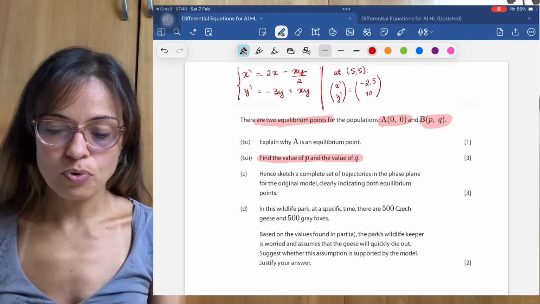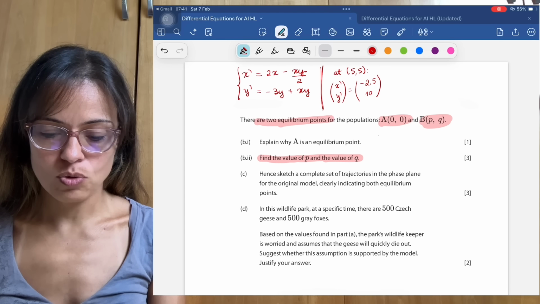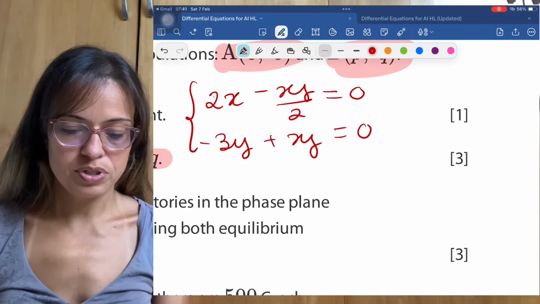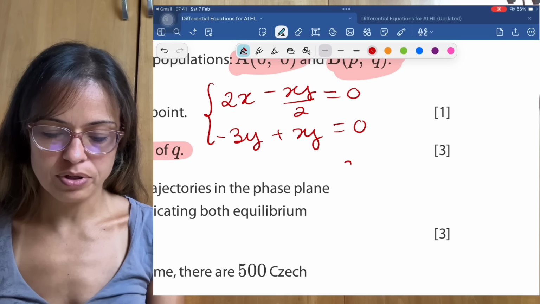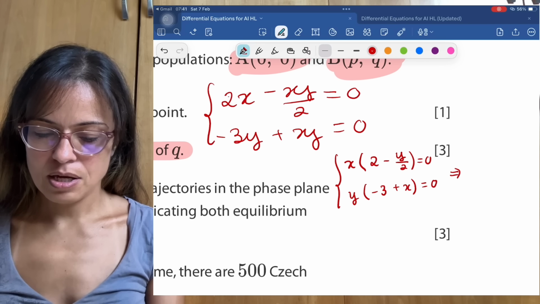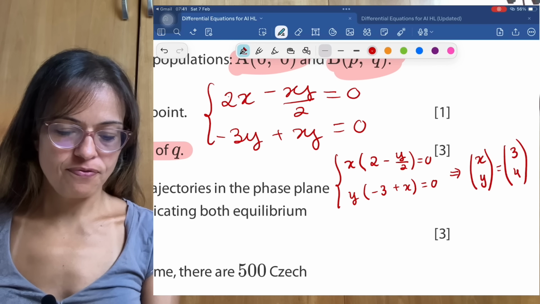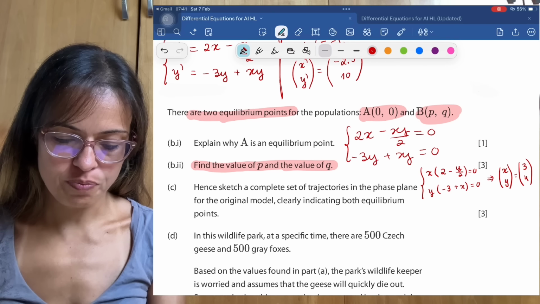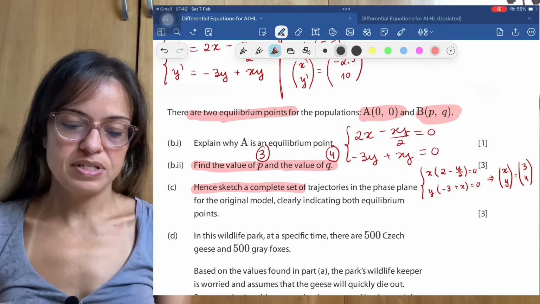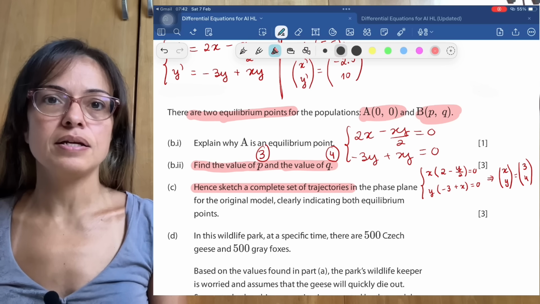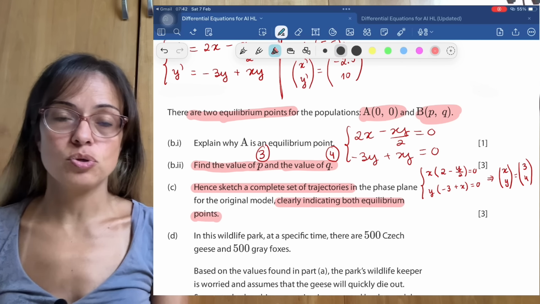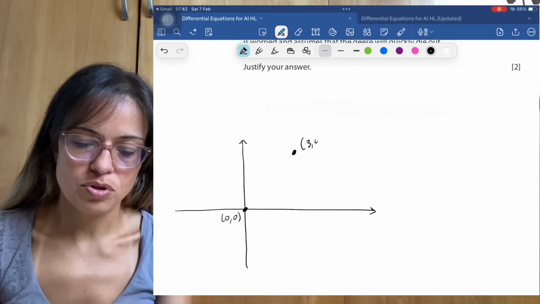An equilibrium point is when the derivatives are equal to 0. We're going to solve it in the exact same way as we did the other one. I'm going to factor out an x from the first line and a y from the second line. And that's giving me 3, 4. So those are the values of P and Q, 3 and 4. Hence, sketch a complete set of trajectories. This is exactly the thing that we were just doing, clearly indicating both equilibrium points. Okay, so we have the (0, 0) and the (3, 4).